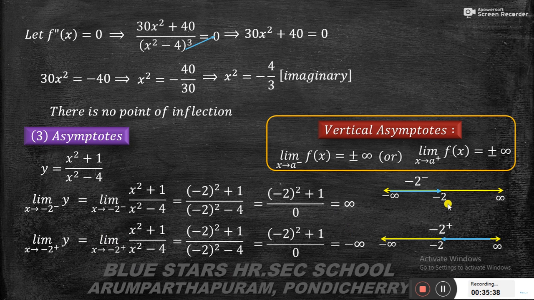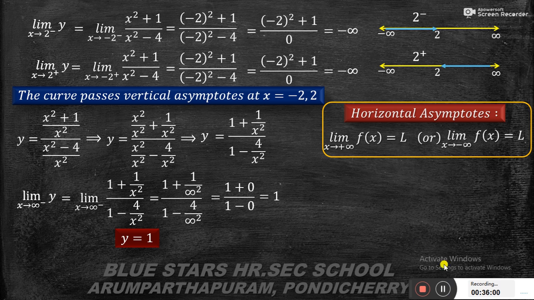This is the number line. I represent x equal to minus 2. Minus 2 minus means left limit, and minus 2 plus represents the right limit. Right limit means it goes towards positive numbers. Minus infinity means it goes towards negative numbers. So you see, limit x tends to 2 minus means left limit, just before we substitute the minus 2.